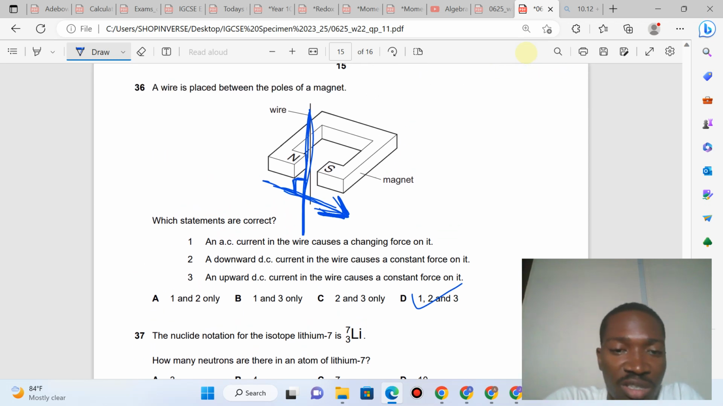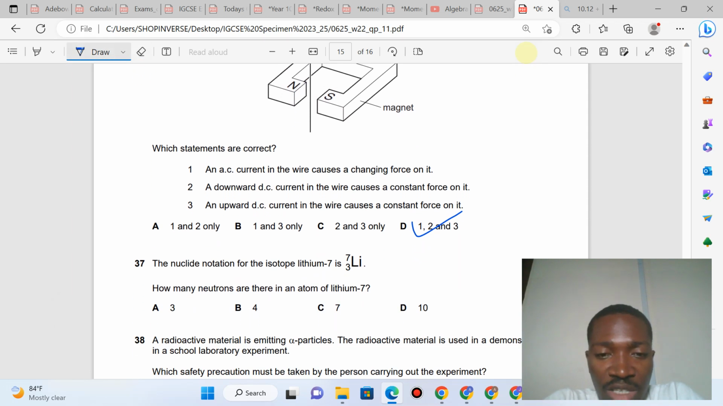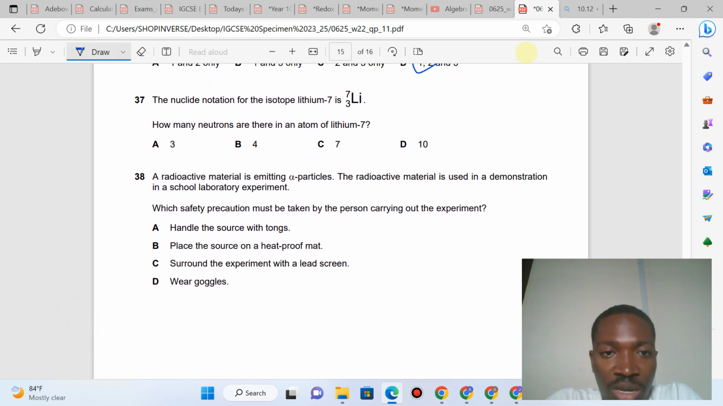Irrespective of the direction of the DC, a DC will cause a constant force, okay? Because the direction of the field and the direction of the current are perpendicular to each other. Question 37.